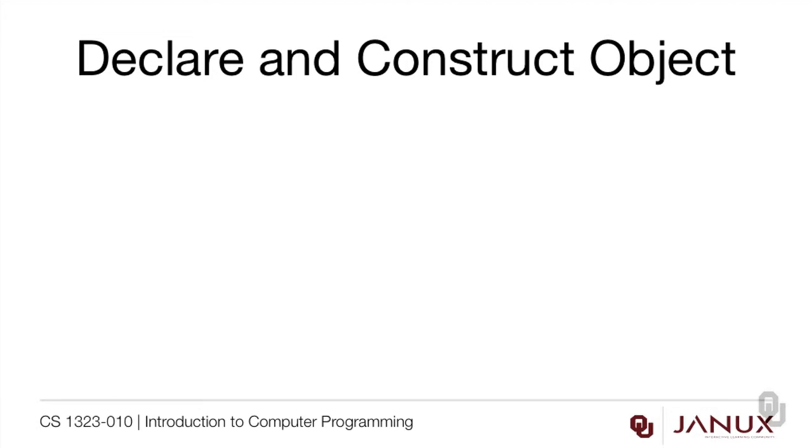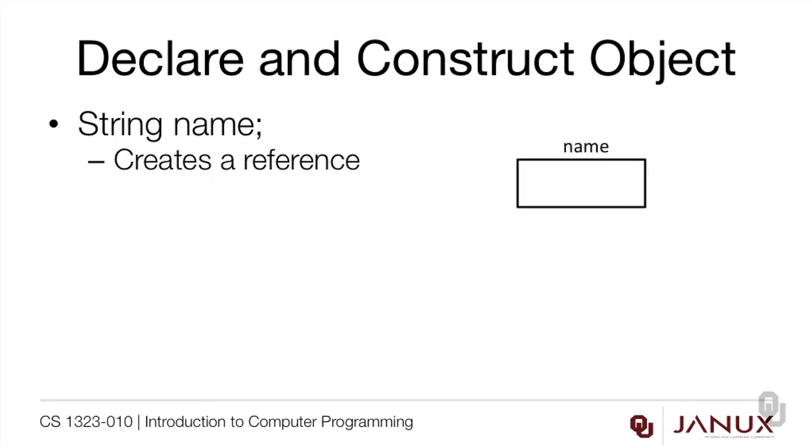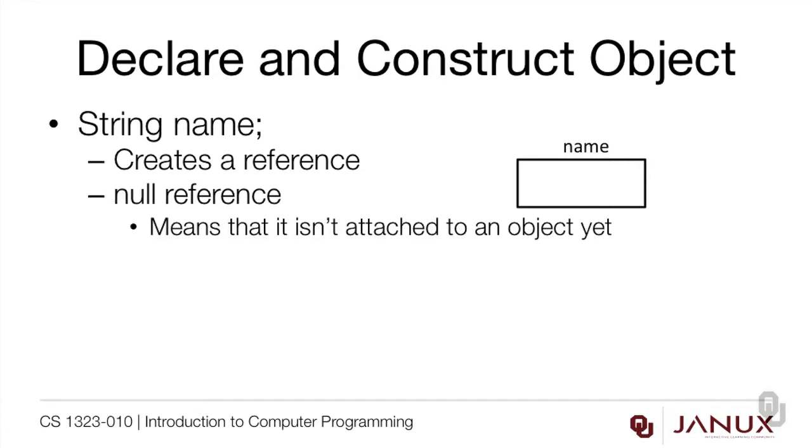So let's declare and construct an object. String name: this creates a reference name, which will hold the reference for a string object. That's what it looks like in memory. Now at this point, the reference is null. What I mean by null is there is no object attached to it yet. So if you tried to do something with the string name at this point, it's not going to work.